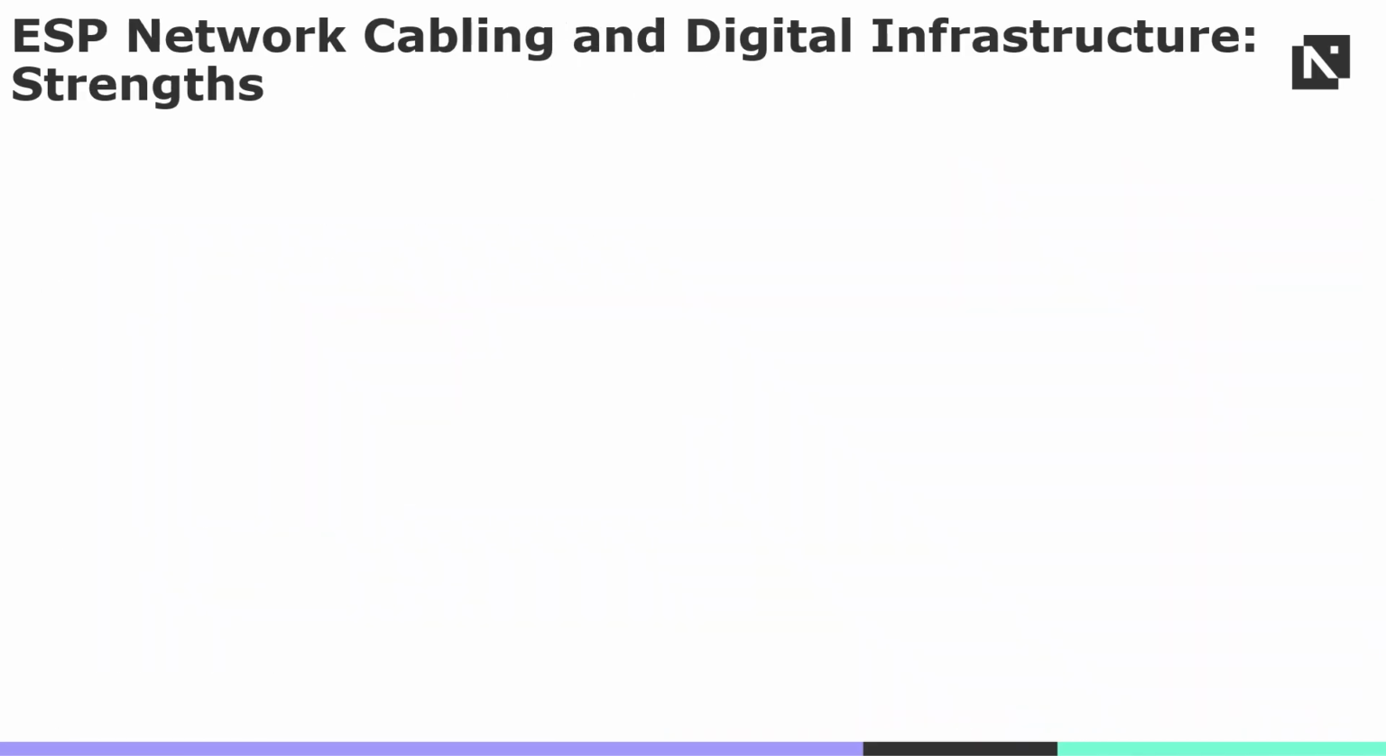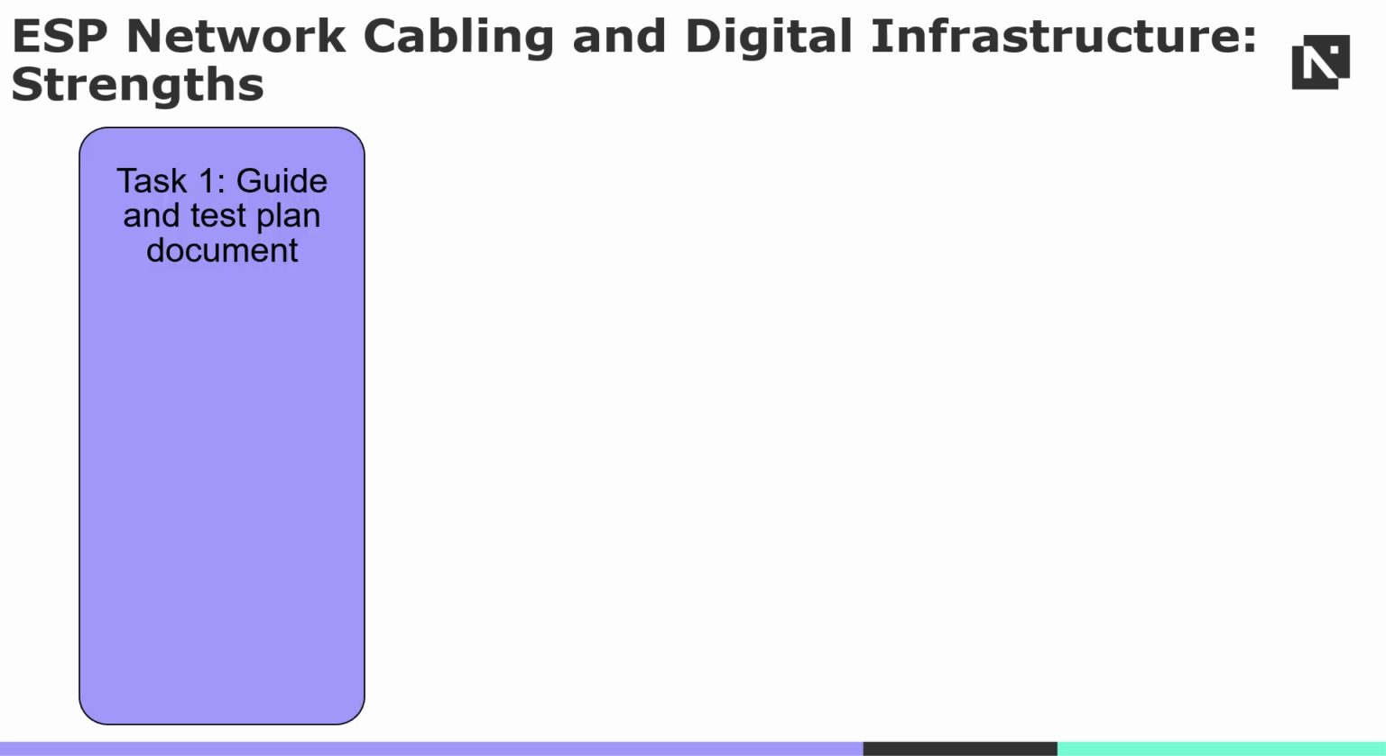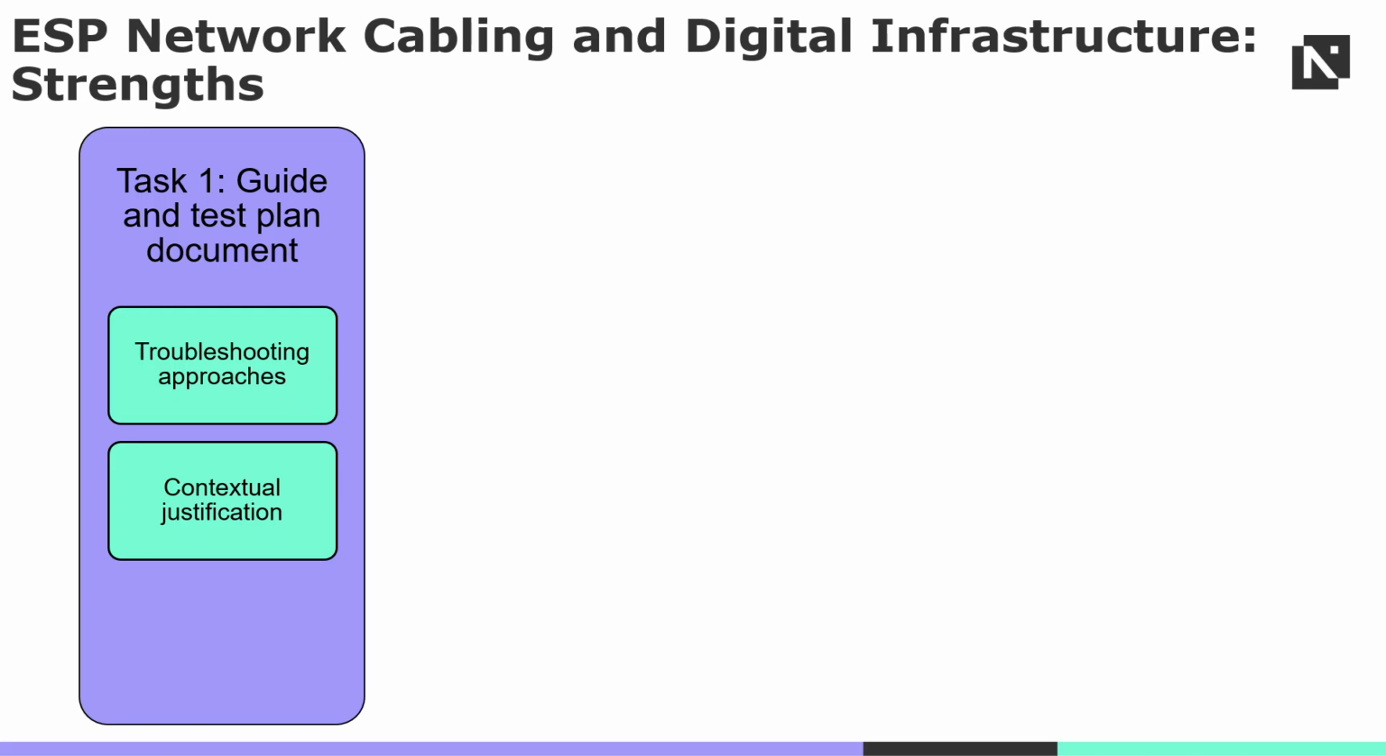We'll have a look first of all then at the network cabling and digital infrastructure ESP strengths. So for task 1, there was clear improvement in how students approach troubleshooting and documentation. For example, most were able to correctly identify the dual DHCP service issue on both the router and the server. Some higher level responses provided contextual justification, and several students identified scope size issues and made sensible recommendations for future capacity.